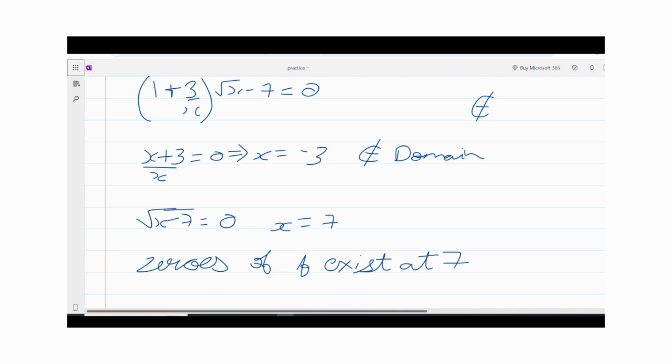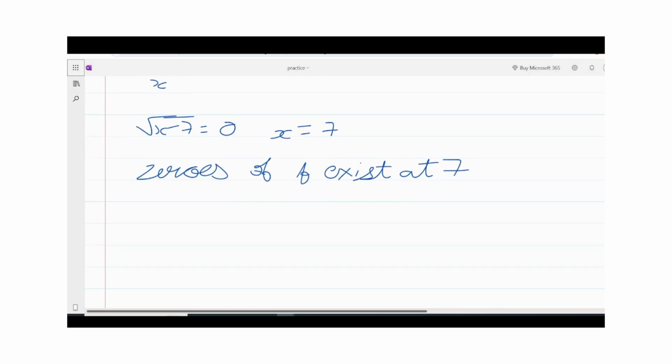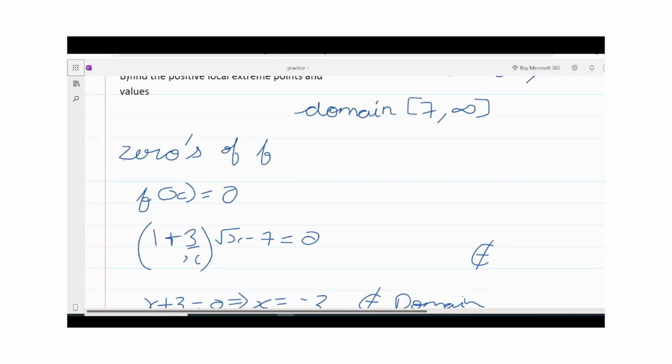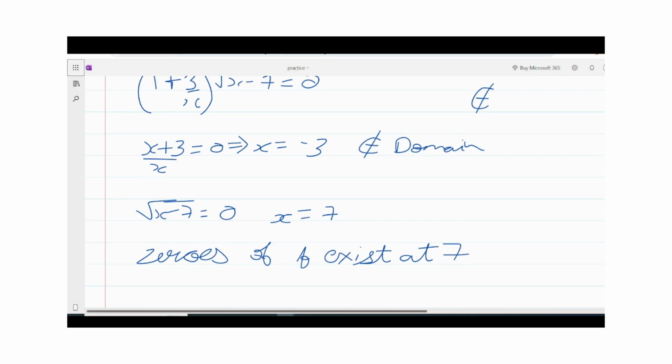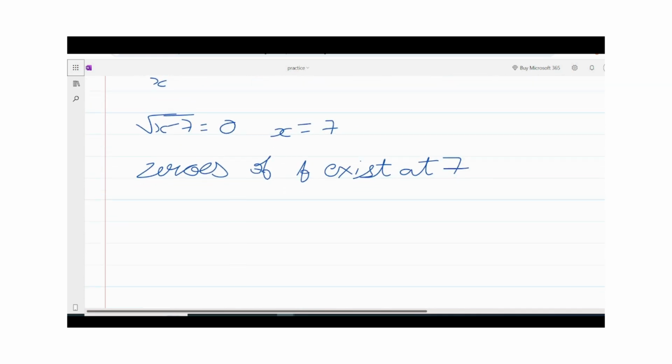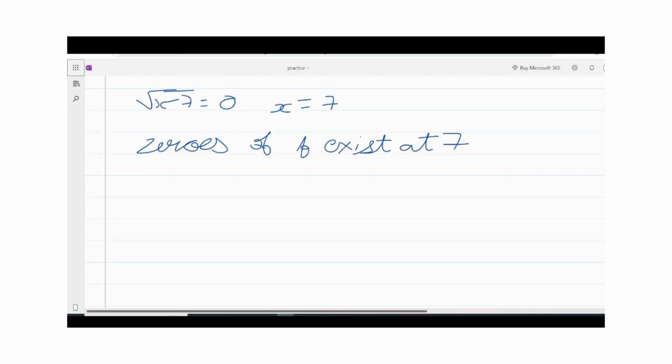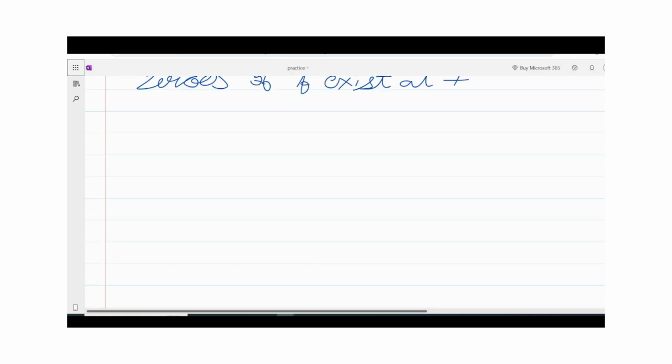Alright, now proceeding with the next part of the question, in which we have to find the local extreme points. Part B of the question, it is written here, find the positive local extreme points and values. Okay, so in order to find the local extreme points, we need to first find the derivative, right? So we'll find f dash x firstly.